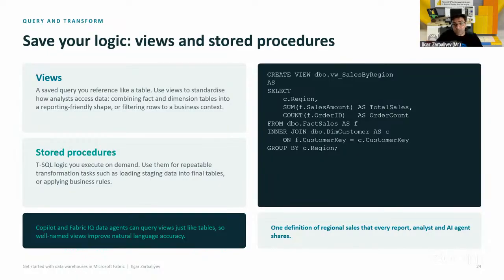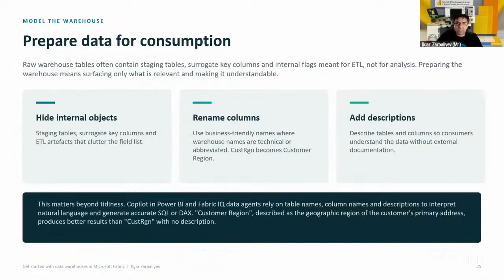Think about that for a moment. If you called it vw_sales_by_region, this one, with clear column names like total sales, it gives an AI agent a much better chance of answering "what were our sales by region last quarter" correctly than a pile of raw tables with abbreviated column names. Good modeling has always helped humans. Now it also helps the machine.